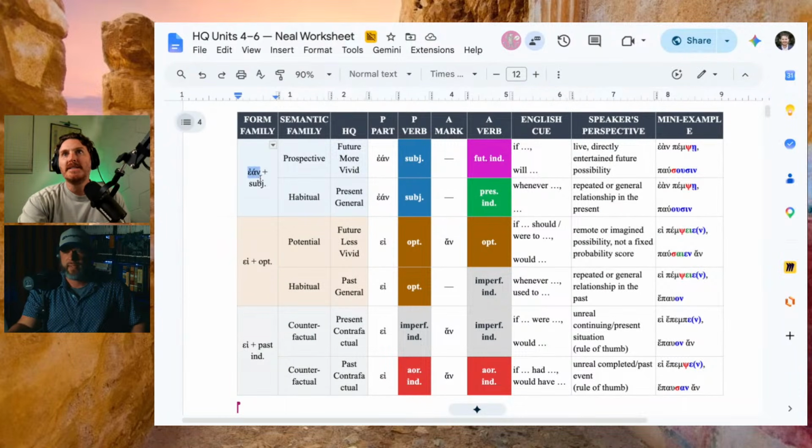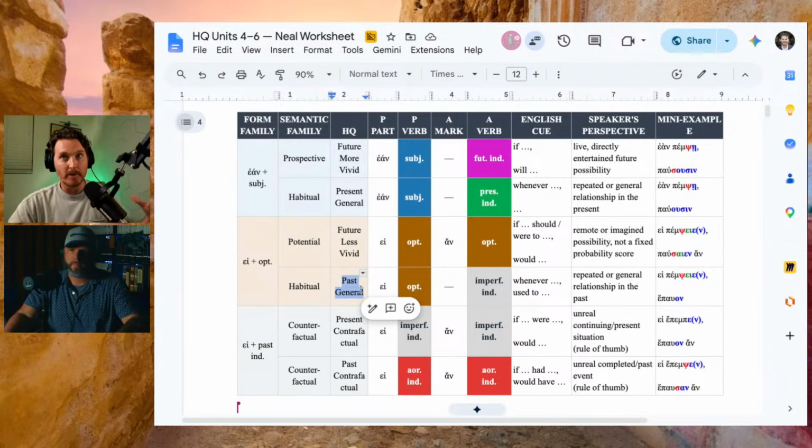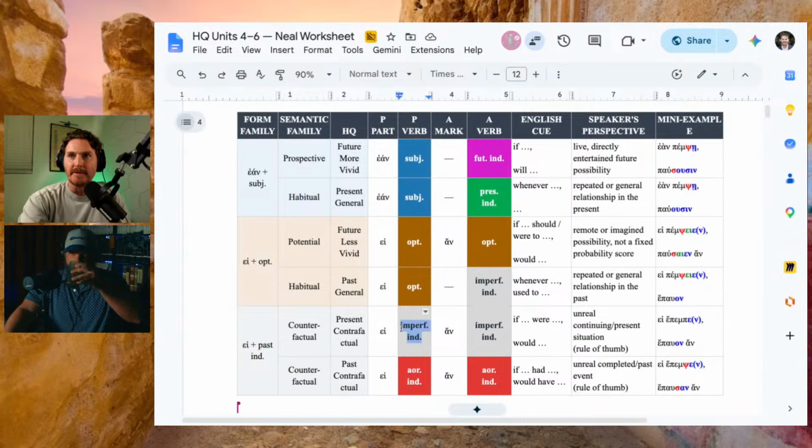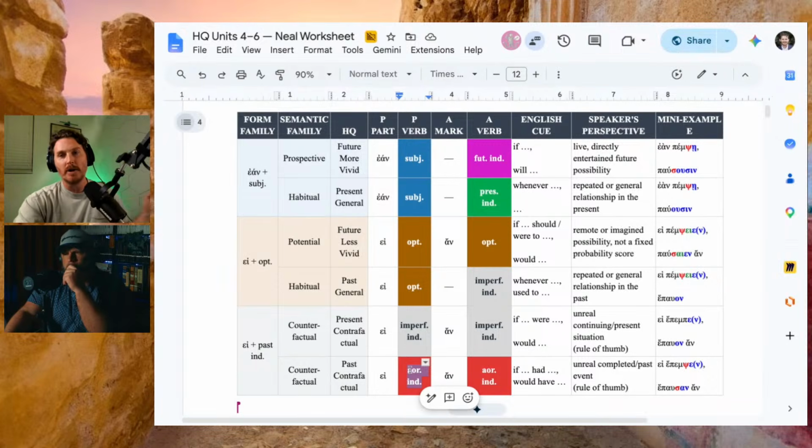Yeah, an plus subjunctive means that it's either future more vivid or it's present general, versus a plus optative, which again is this very Attic, Atticizing style. That's either going to be future less vivid or past general, where you're sort of doubtful about whether or not something took place. And then the a plus imperfect is this present counterfactual, and then the a plus aorist, where basically imperfect on both sides, aorist on both sides, meaning protasis and apodosis.